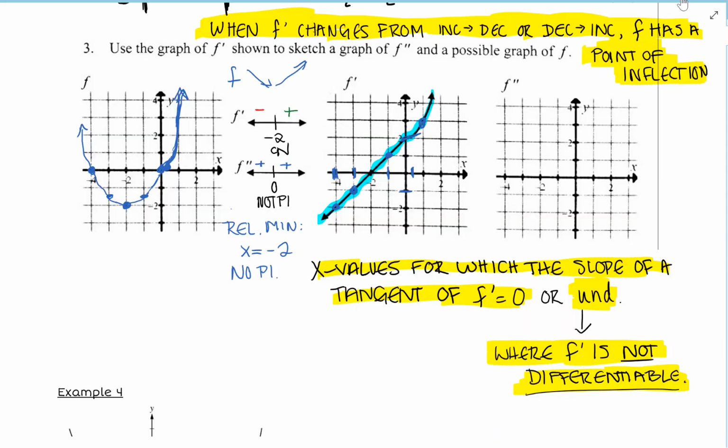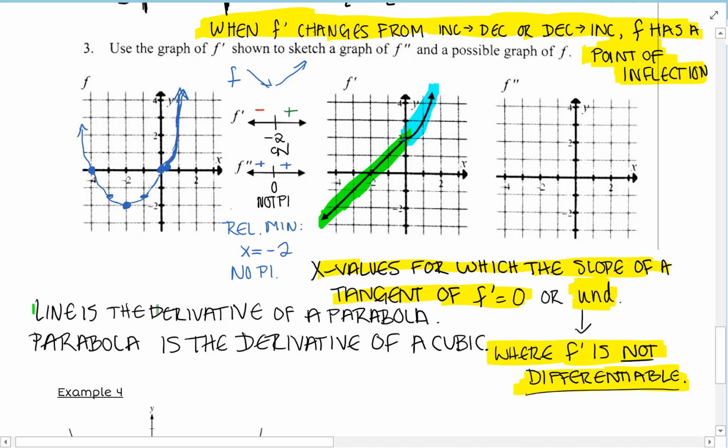Now, if that seemed a little bit difficult, there was a way that I visualized it that made it a little bit simpler for me. I noticed that the graph of f prime is basically made up of two pieces. To the left of the y-axis, we have a line. And to the right of the y-axis, it looks like half of a parabola. So I thought to myself, a line is the derivative of what polynomial? A line is the derivative of a parabola.